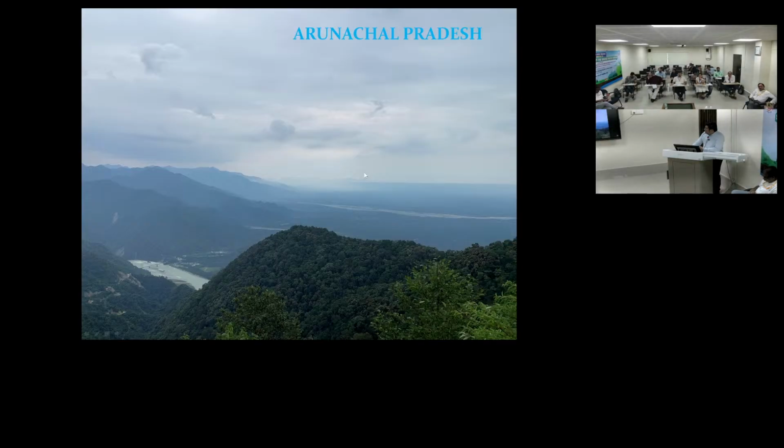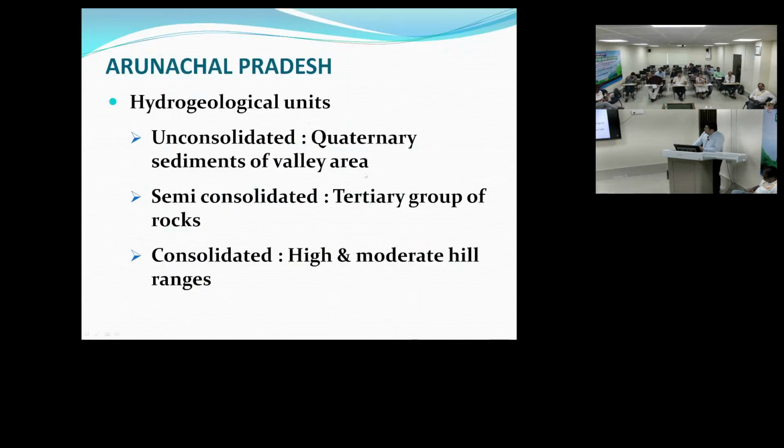So for the state of Arunachal Pradesh, the hydrogeological units are: unconsolidated quaternary sediments of valley area, semi-consolidated tertiary group of rocks, and consolidated high and moderate hill ranges. The moderate hill ranges in the Bomdila formation are consolidated ranges. The quaternary sediments, the valley fill area, are near the Shivaliks.